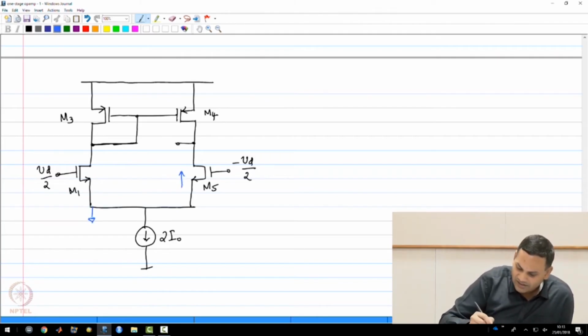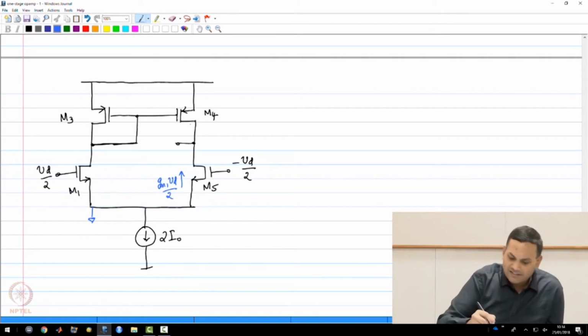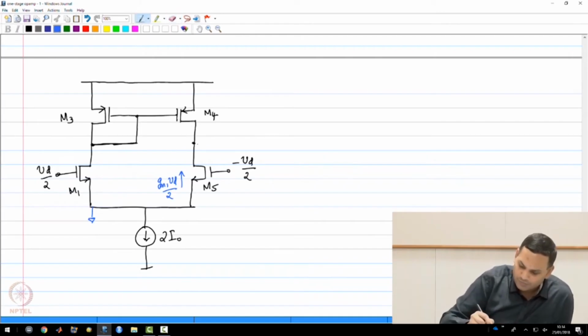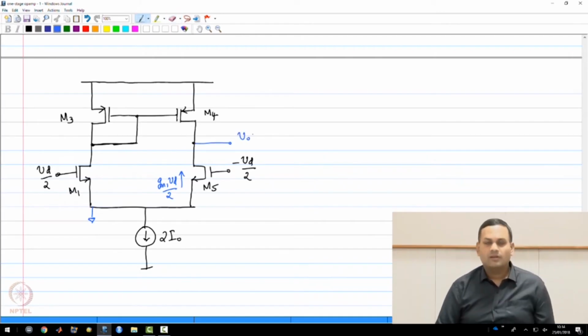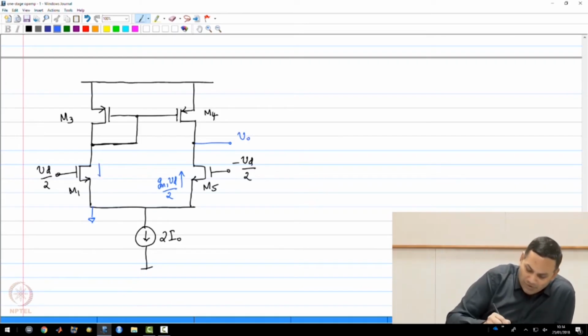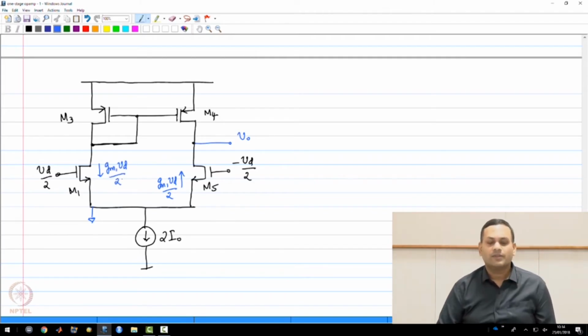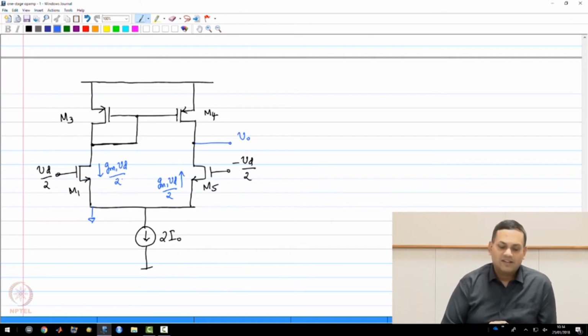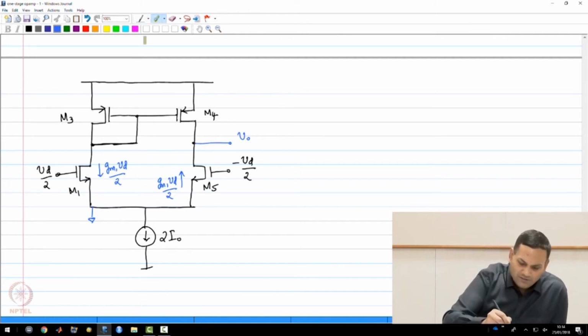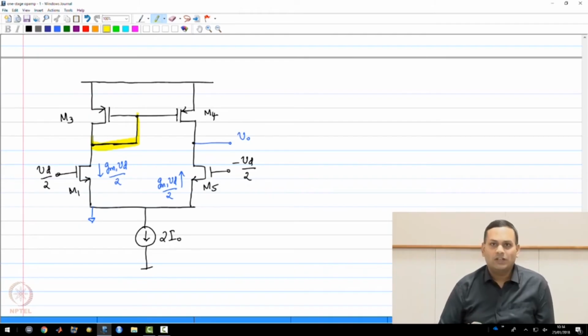Now, as we know, the current through this transistor is GM1 Vd by 2 flowing upwards. That is flowing into the output node VO. Now, let us look at what happens to the current through M1. This current through M1, which is GM1 Vd by 2 flowing downwards, will now flow through M3. And we need to find out what happens to this current. This will of course flow through M3, and because of this connection here, there will be a voltage developed at that node which has been highlighted here.